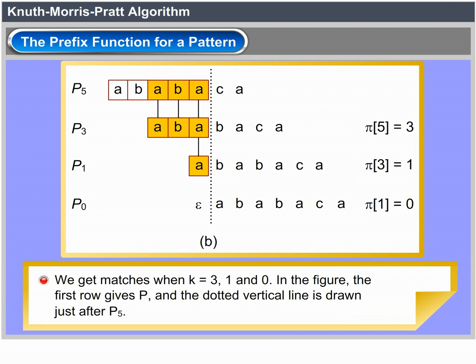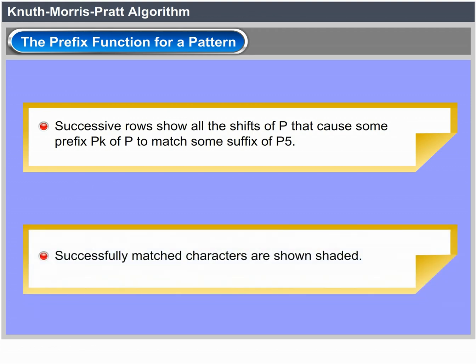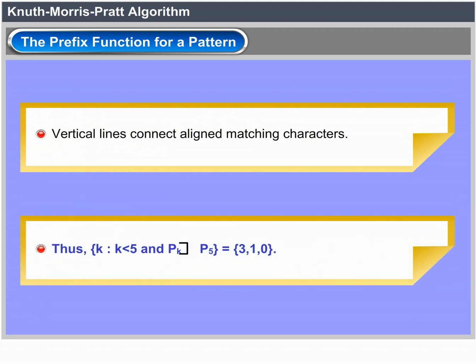In this figure, the first row gives P and the dotted vertical line is drawn just after P_5. Successive rows show all the shifts of P that cause some prefix P_k of P to match some suffix of P_5. Successfully matched characters are shown shaded. Vertical lines connect aligned matching characters. Thus, {k : k < 5 and P_k is a suffix of P_5} = {3, 1, 0}.